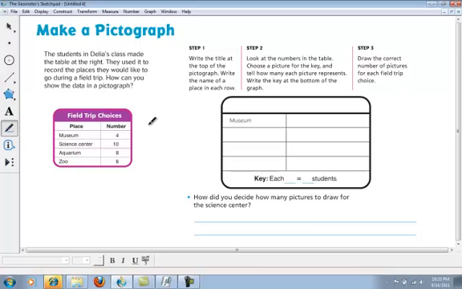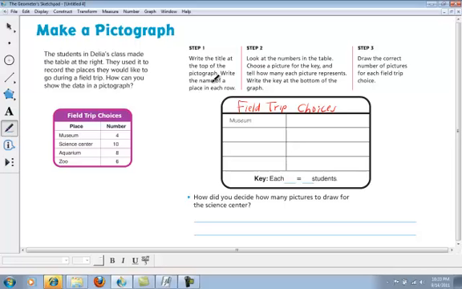So let's look at the steps to make a pictograph. Step 1. Write the title at the top of the pictograph. Write the name of a place in each row. Well, since these are field trip choices, that's the title that I'm going to write here. Field trip choices. So I wrote the title at the top of the pictograph.